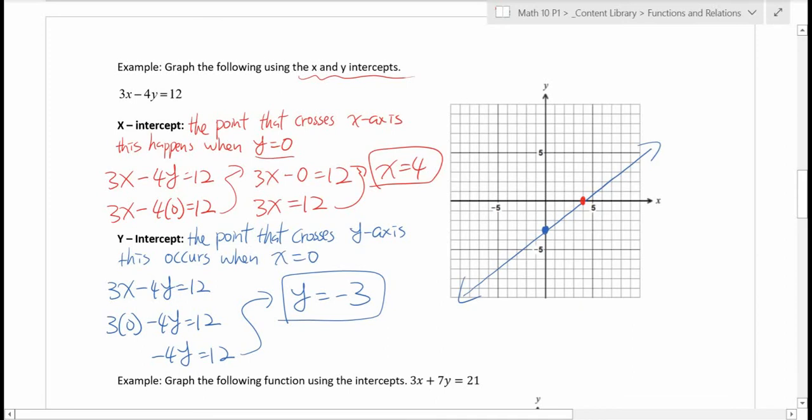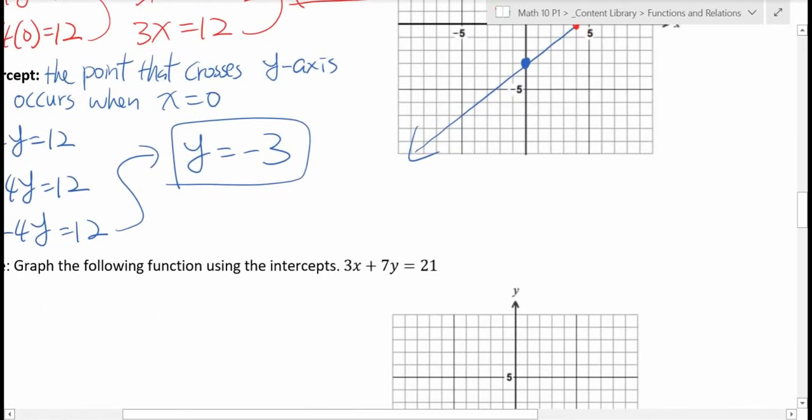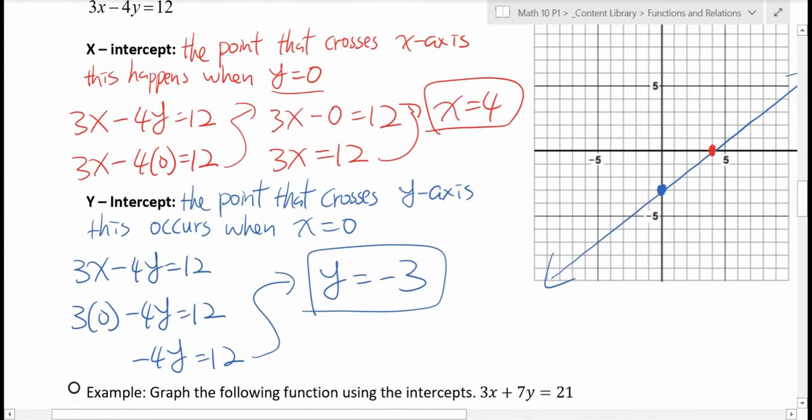I'll let you try the next one here. We have 3x plus 7y equals 21. Again, all you have to do is find your x-intercept and your y-intercept. Then you have 2 points, and then you can graph it. So give that a try.